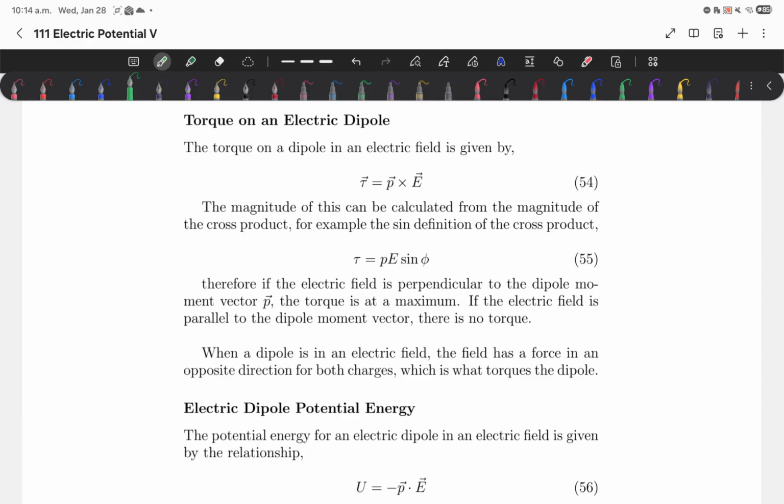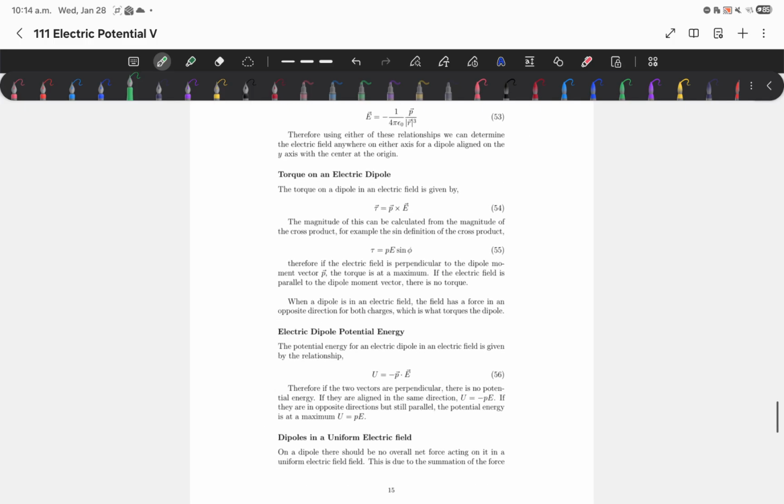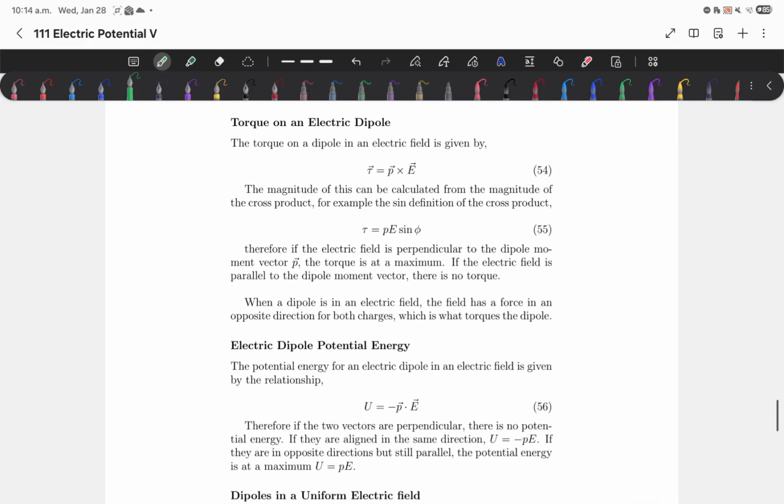The torque is the dipole moment crossed with the field. The potential energy is the negative dot product of the dipole moment and the field. So you can work out the torque and potential energy. Because basically what happens when you place a dipole in a field, I think I have some pictures here.